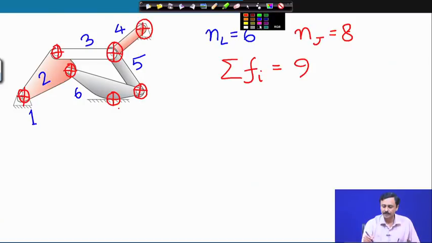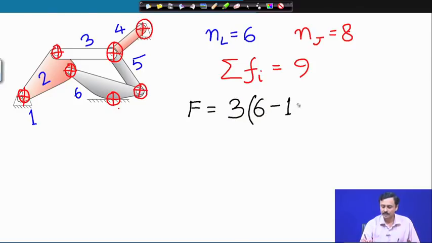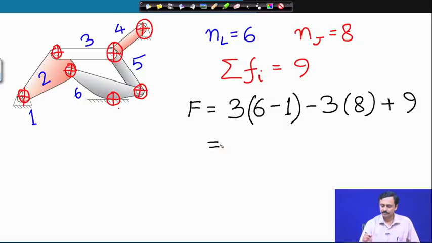So, therefore, the degree of freedom calculation is 3 times 6 minus 1 minus 3 times 8 plus 9. So, if you do this, you will get the answer to be 0. So, 15 plus 9 is 24 and this is minus 24. So, the answer is 0.